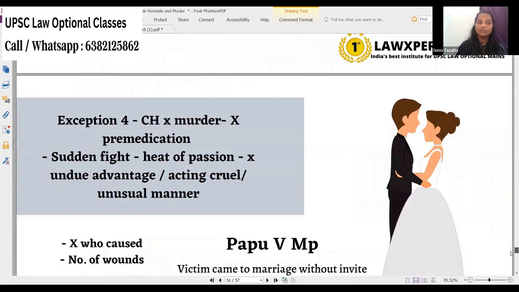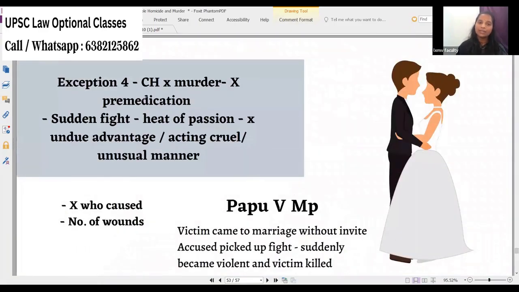So now, going with the 4th exception, if you are committing a culpable homicide, it is culpable homicide not amounting to murder if you don't premeditate or previously plan, and you commit it in a sudden fight, in the heat of passion, and you did not take undue advantage over the victim, and you did not act in a cruel or unusual manner. Then you'll be protected under exception 4 and you'll be charged for culpable homicide and not murder. We saw a question, right? Sudden fight. So this is where the question's answer comes in.